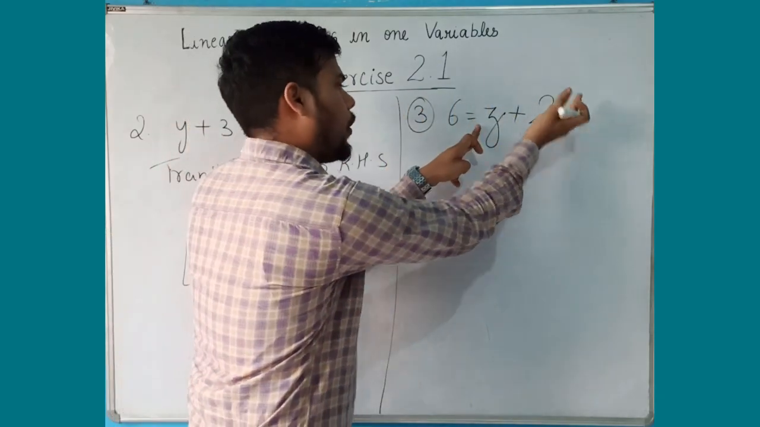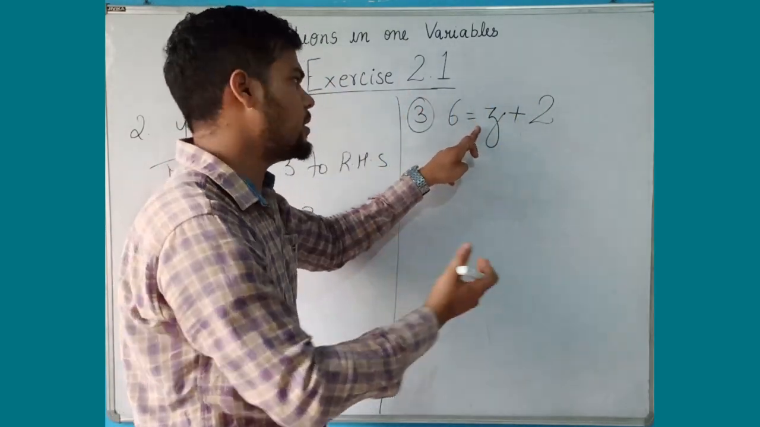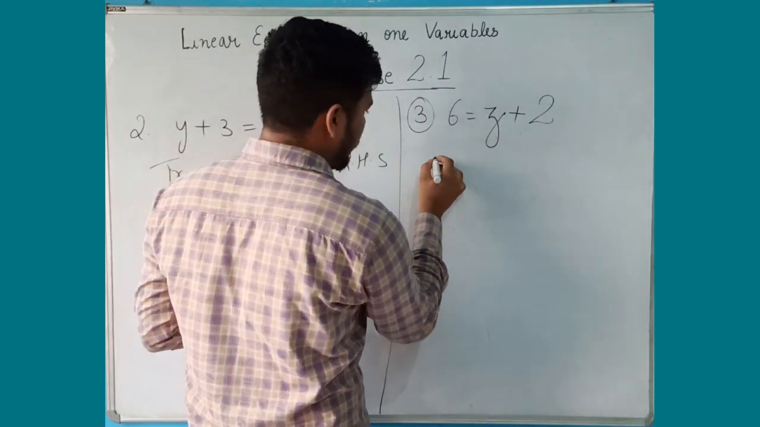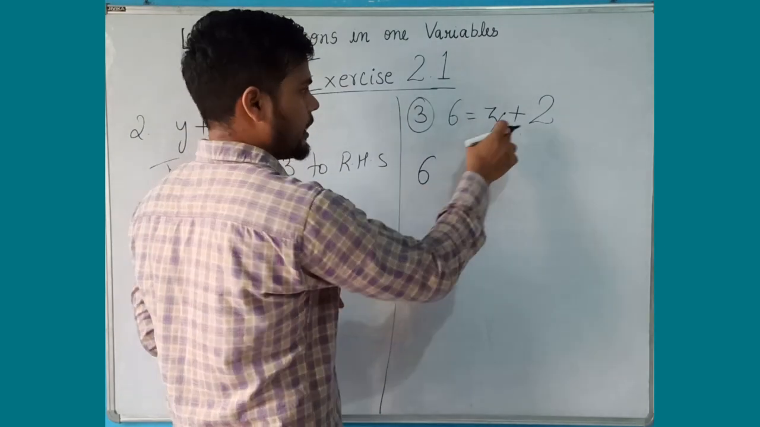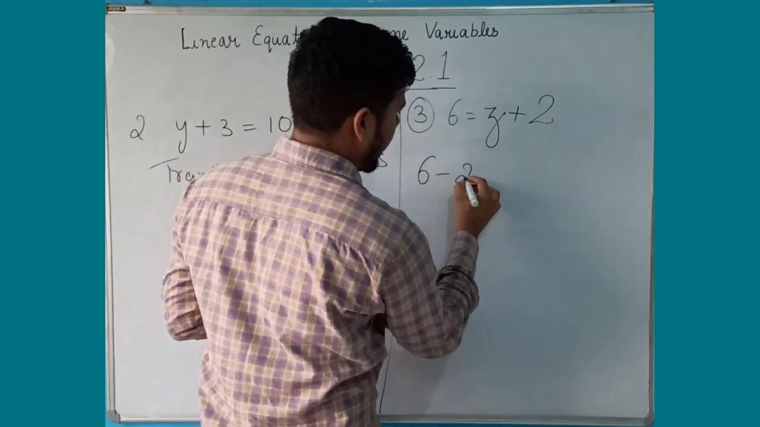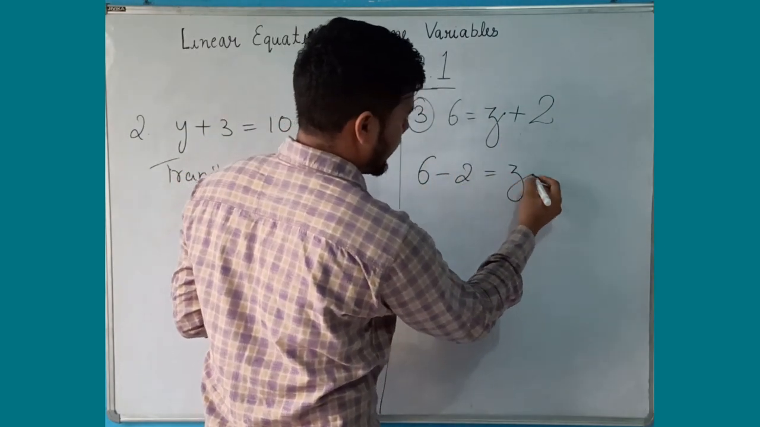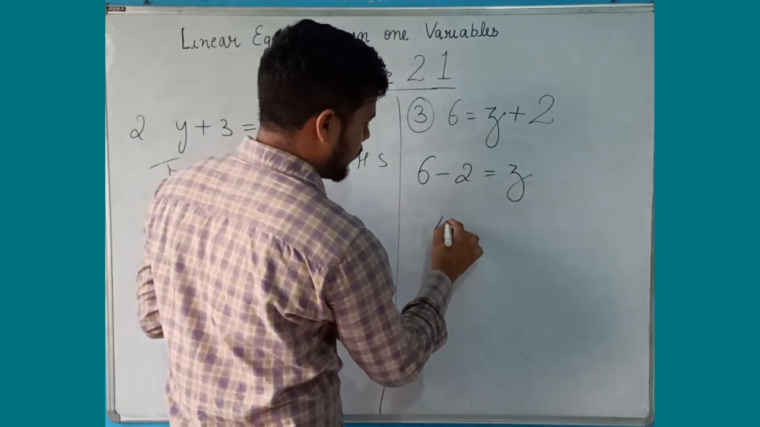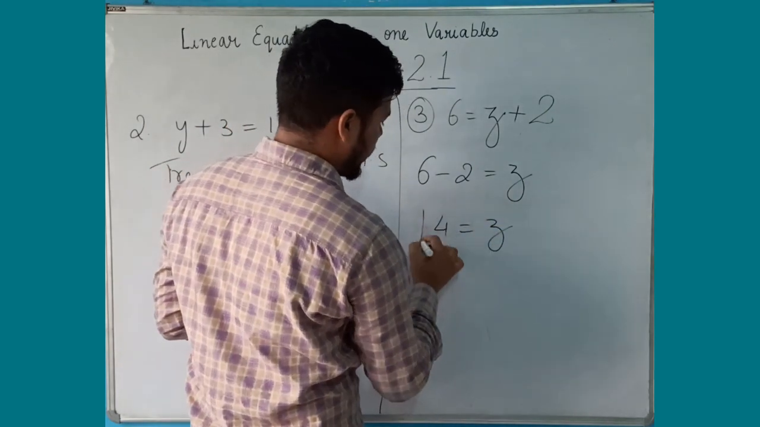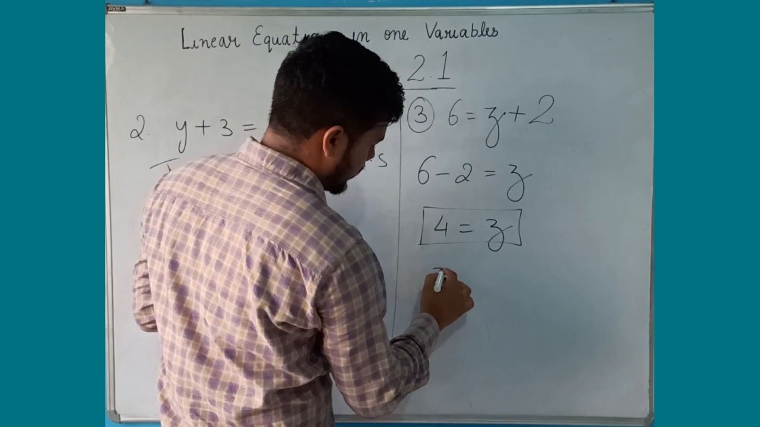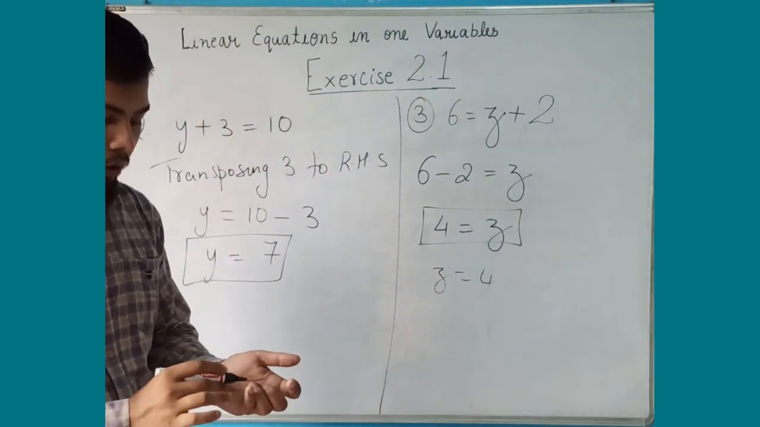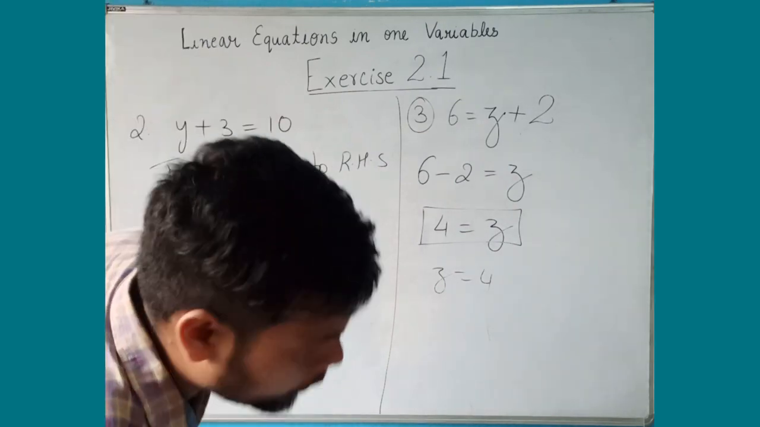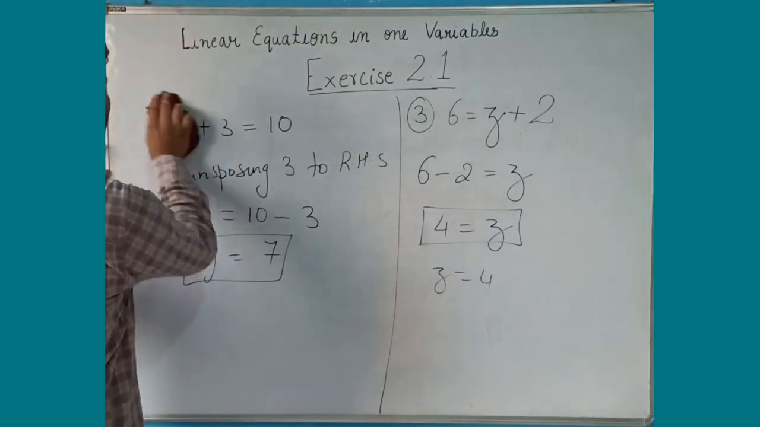Rather, I will shift all the constants to the other side. So 6 is written first, and then plus 2 comes to this side and becomes minus 2, equal to z. So 6 minus 2 is 4 is equal to z, or you can write it vice versa, that is z is equal to 4. This is how we solve the equation. I hope you are understanding.